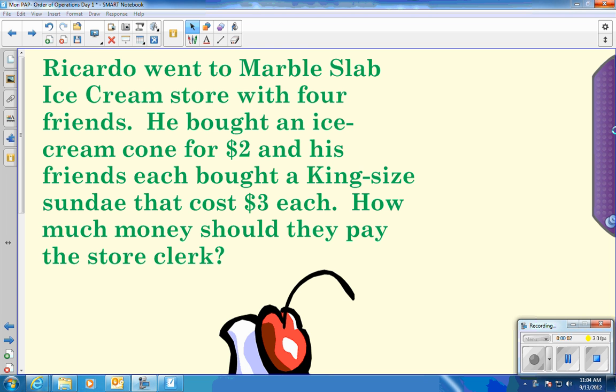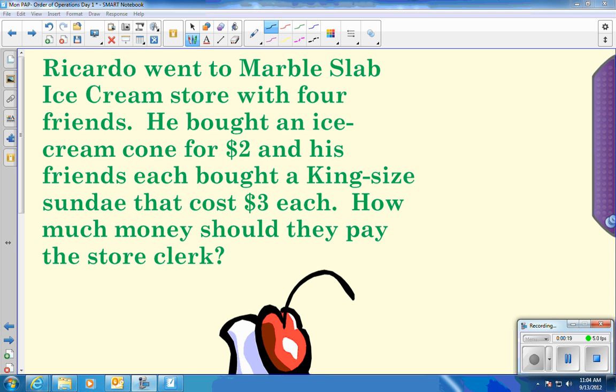This lesson is to review order of operations from last year. So our first example is a word problem, and it says Ricardo went to Marble Slab ice cream store with 4 friends. He bought an ice cream cone for $2.